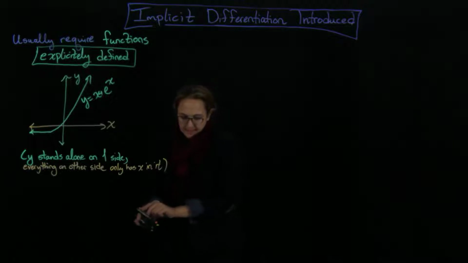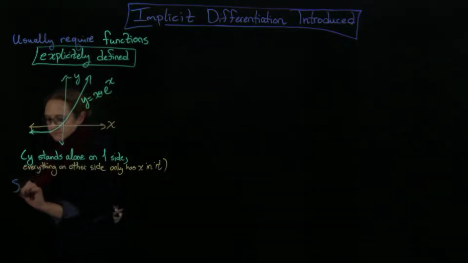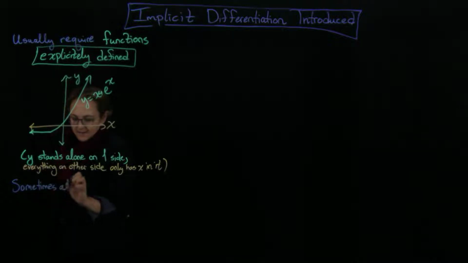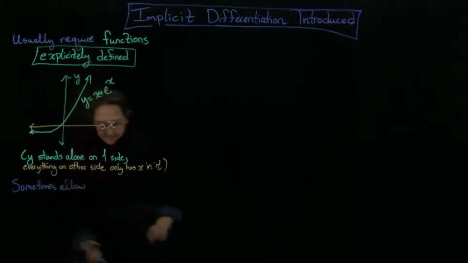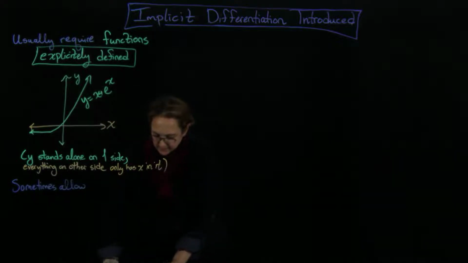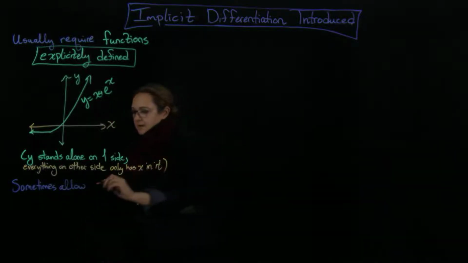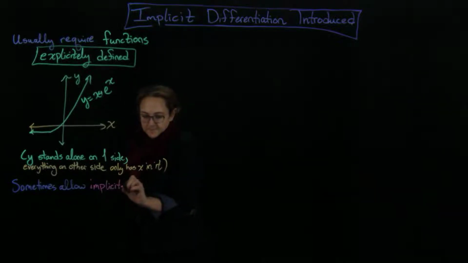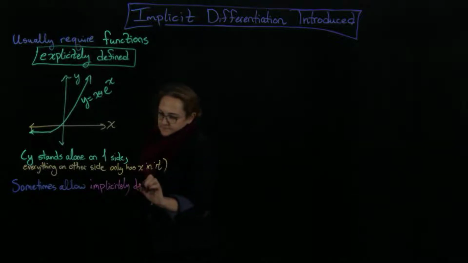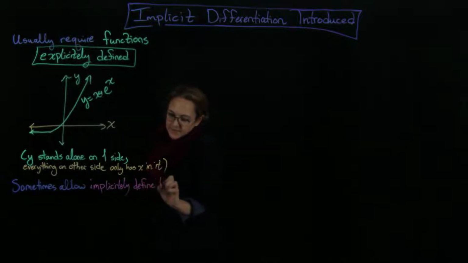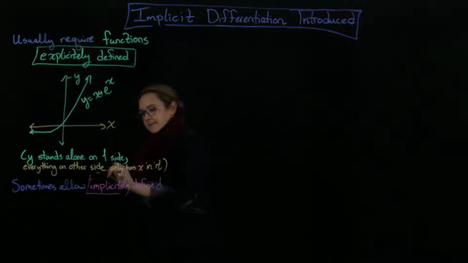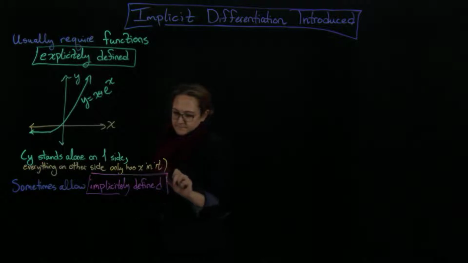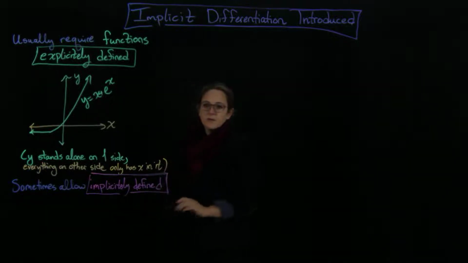But sometimes we allow, and I'm going to make this red, even though normally our graphs aren't red, just to indicate something different's going on, implicitly defined. So sometimes we allow them to be implicitly defined. Okay, so what can this look like?